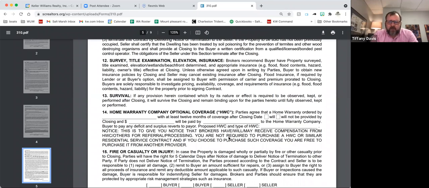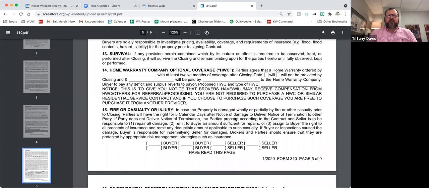Survival, paragraph 13. If you have something in the contract that is required, it will be kept after closing, right? So if they were supposed to do something in the contract that they didn't do, technically it does survive closing. However, just know that closing is your biggest leverage always. So unless it's something very, very minor, I wouldn't rely on that.